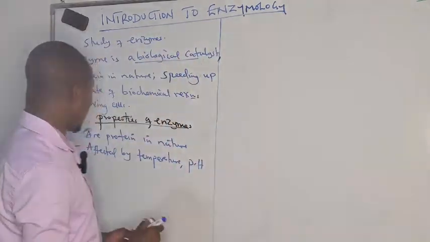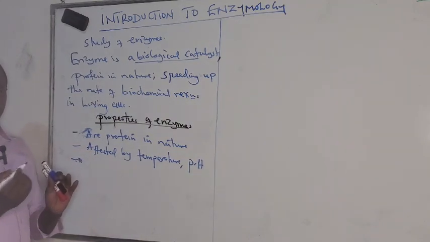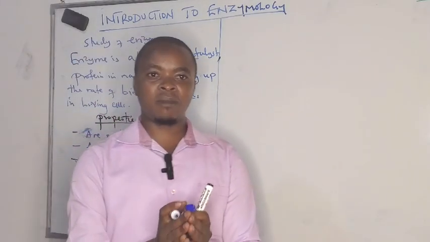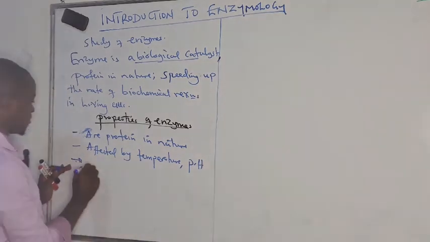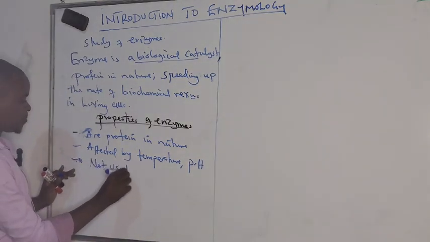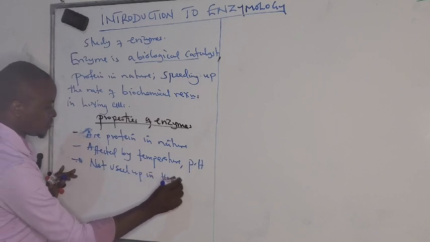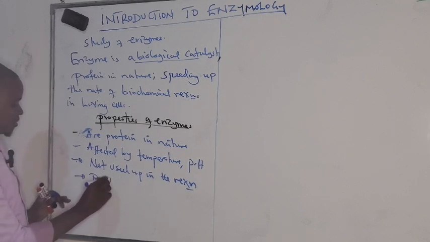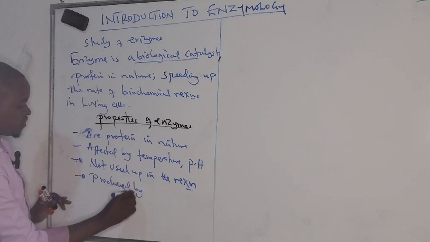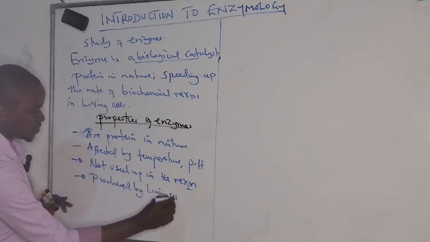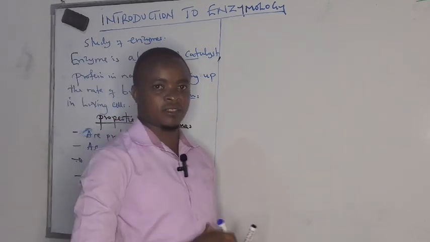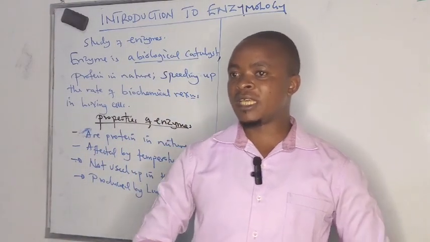Another thing is that after the end of the reaction, enzymes remain the same. They are not used up in the reaction. These enzymes are produced by living cells and tissues. So these are some of the properties of enzymes, which we normally determine in the laboratory.